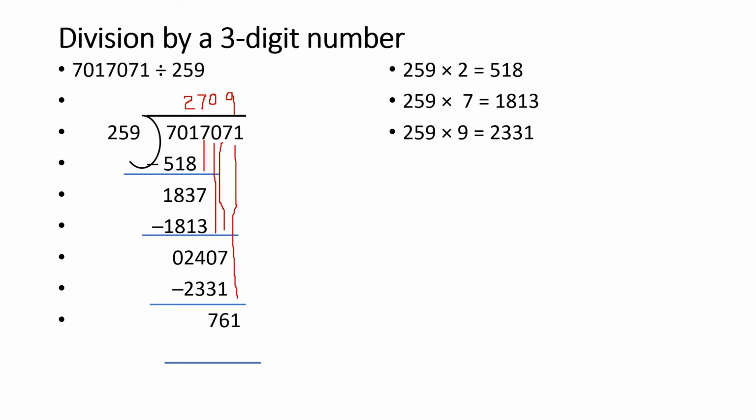This is 761. Again we will ask the same question, how many 250s? So we know that 250 twos are equal to 500 and 250 threes are equal to 750. Definitely 259 threes are will be more than 761. That's why we will go for 259 twos are. And we know that 259 twos are equal to 518. We will subtract it and yes, it is our remainder 243 because it is less than 259 and our quotient is 27,092.